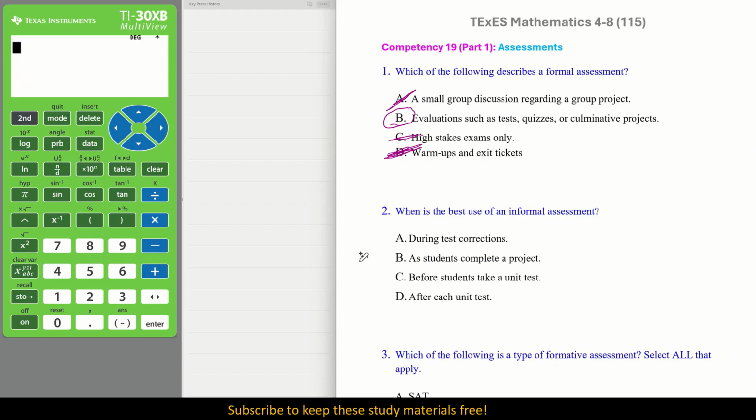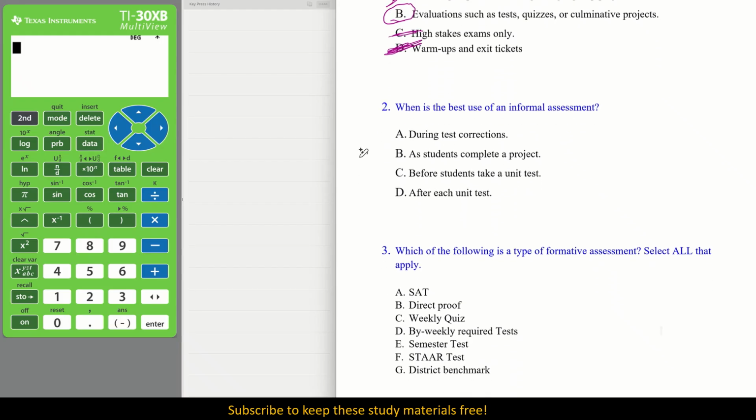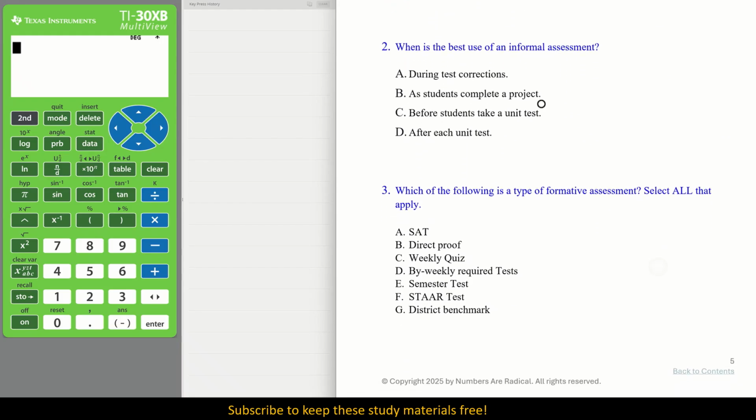Now let's look at number 2. When is the best use of informal assessments? Okay. Let's look at A. During test corrections. No, they've already taken the test. That's just not a good time. You've already got the formal information, so you've got data that you need. So that's really not a good time.